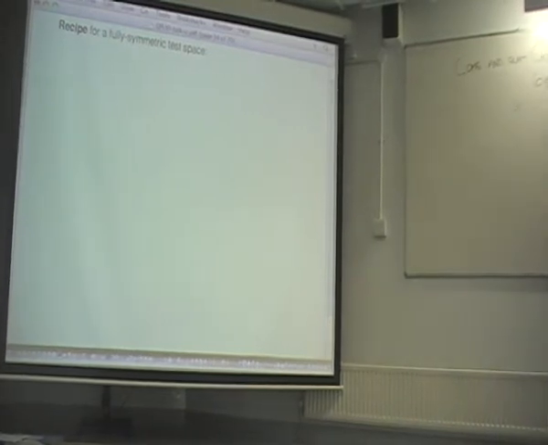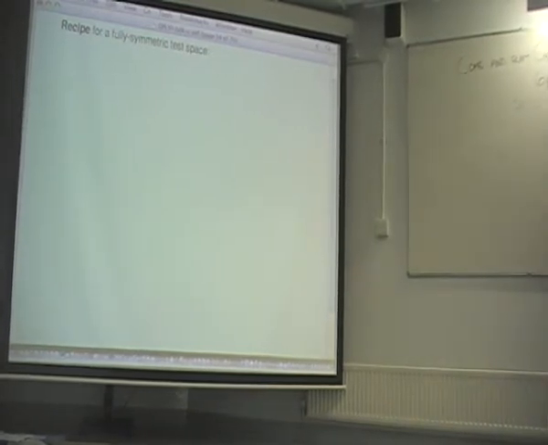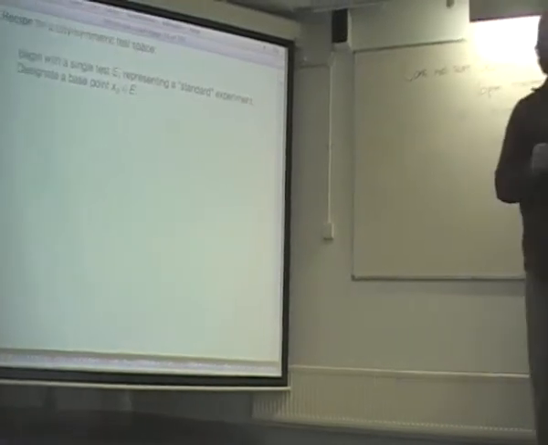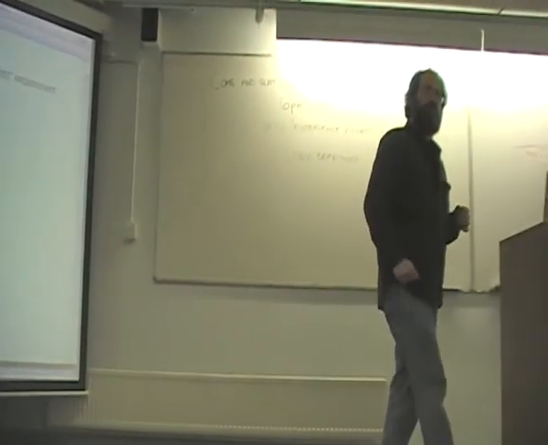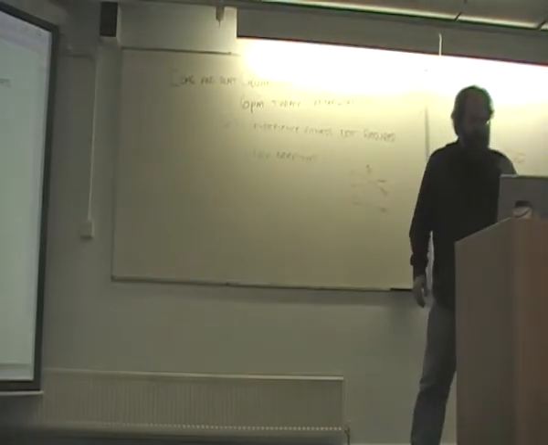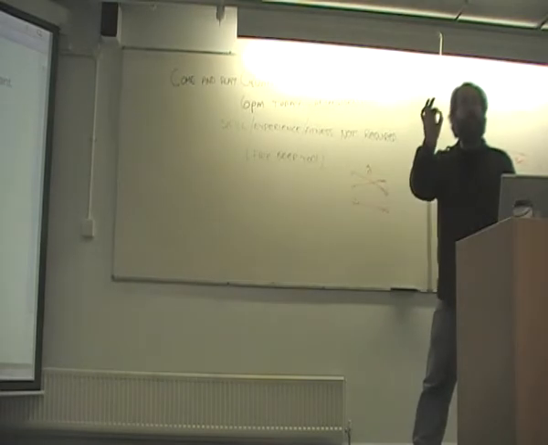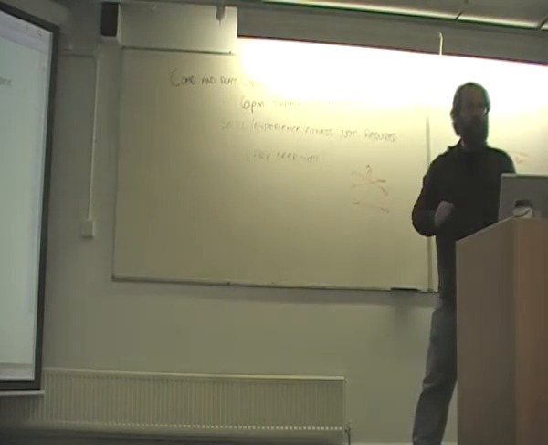All right, now, it turns out that there is a recipe, and a pretty general recipe, for constructing fully symmetric test spaces. You can think of this as a kind of abstract quantization procedure, if you like. Begin with a single test, a single, so to say, classical test, something you're sure you can perform in the laboratory, a standard experiment. Designate one of these outcomes as a kind of base point, just for reference. It turns out which one you designate is more or less immaterial.